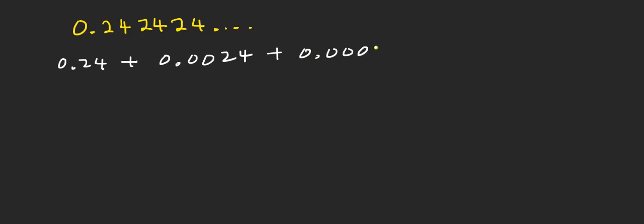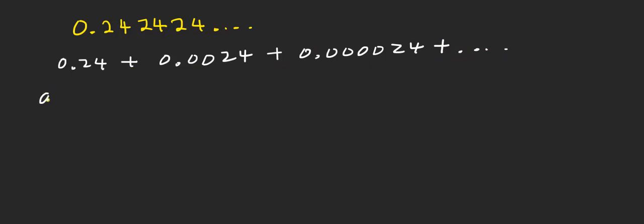We have 0.24, 24, 24, and it's repeating. Is there any way we could simplify this decimal to a fraction? Well, if you notice, we could rewrite this as 0.24 plus 0.0024 plus 0.000024 and so forth. So this is like an infinite geometric series.